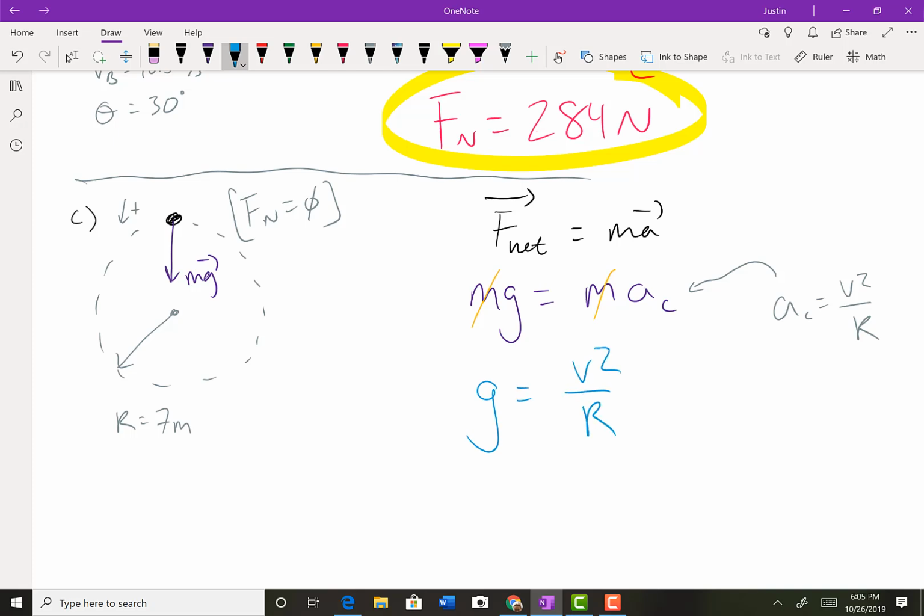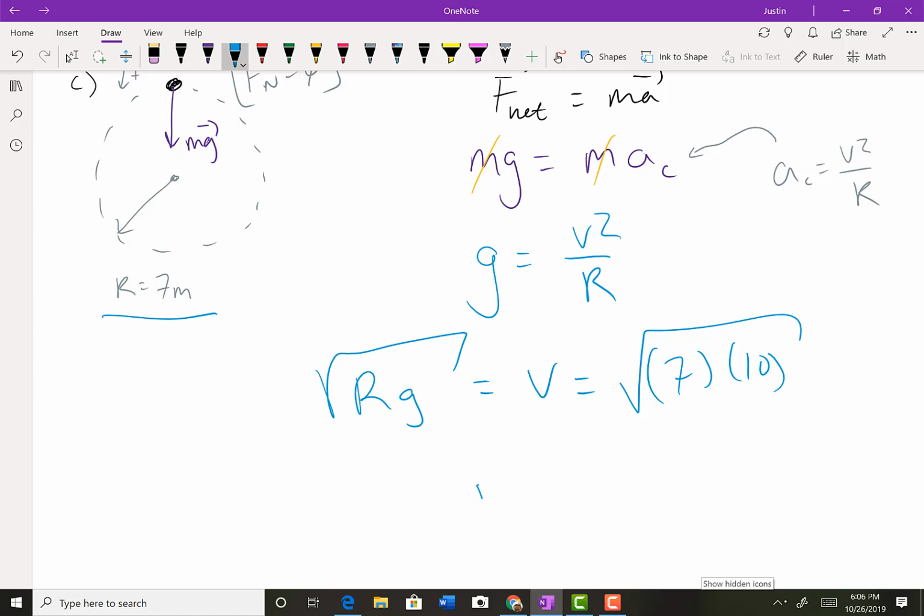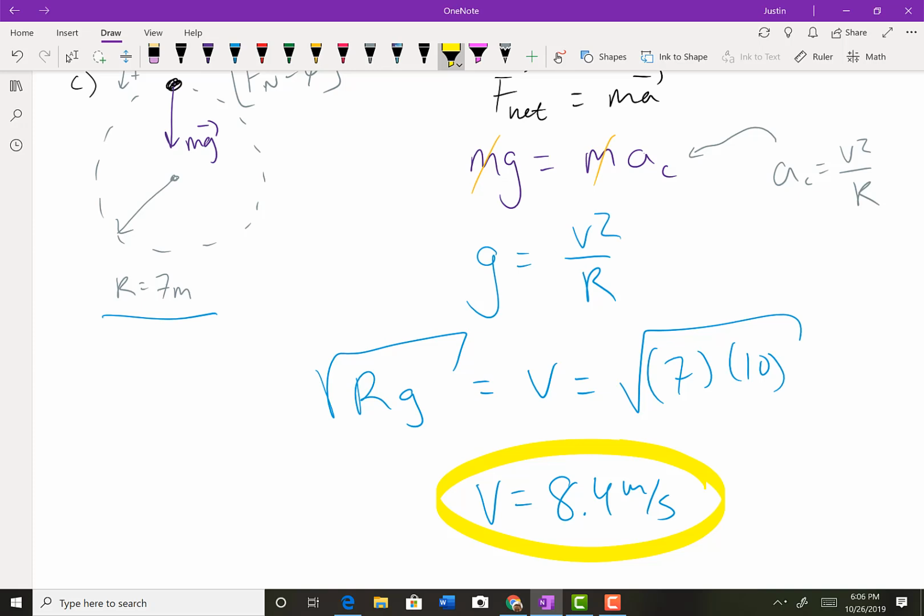Now I just need to isolate v. To isolate v, I'm going to multiply both sides by r and take the square root. So it's going to be the square root of rg equals v. That's the square root of my radius, which is still 7 meters, times g, which I'm going to approximate to 10. So I basically need to find the square root of 70. And it's 8.3, we'll say 8.4 meters per second. And there you go. That's the minimum speed required to get over.